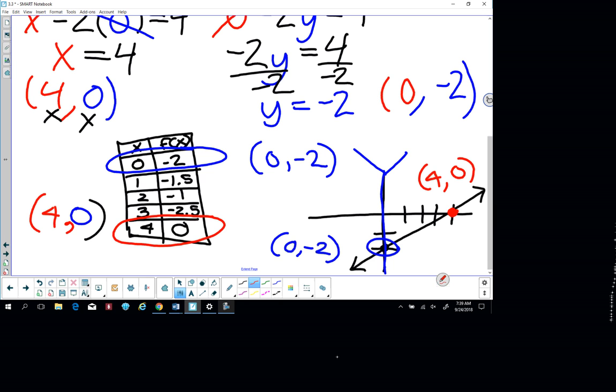So we're going to try a few together. This is just your practice for today. The first thing you're going to do is try to find the intercepts from a graph. I'll do one with you of each type of problem, and then you'll have time to practice on your own.